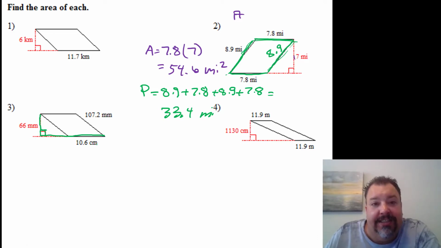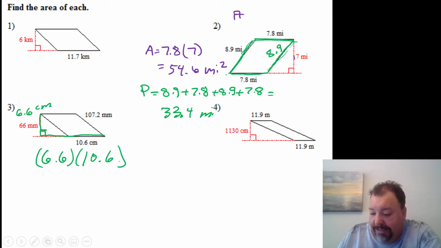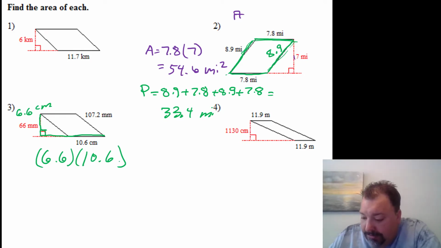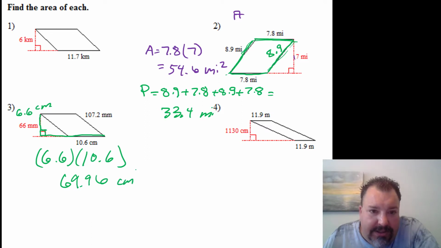Here it's 10.6 centimeters. Again, we want to switch it so it's all the same unit, usually changing to the bigger unit, which is centimeters. So 66 millimeters will become 6.6 centimeters. So we would take 6.6 and multiply it by 10.6 to get our answer for the area. 6.6 times 10.6 comes out to 69.96 centimeters squared.